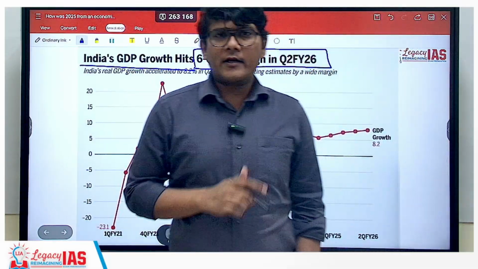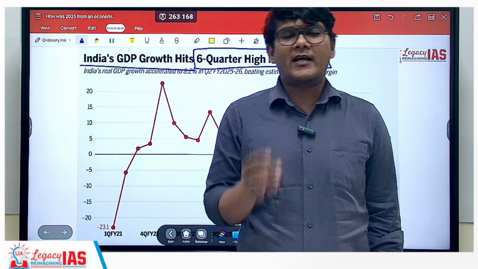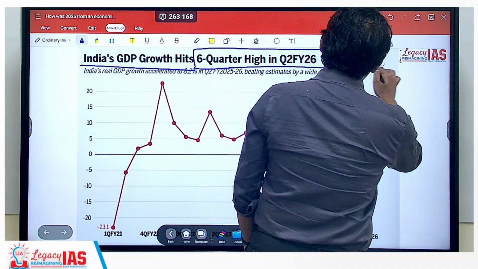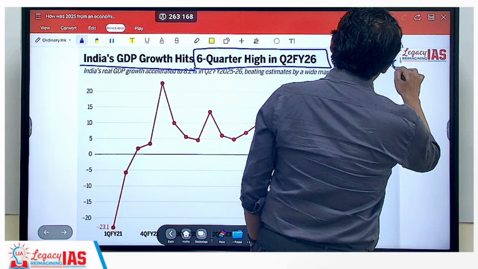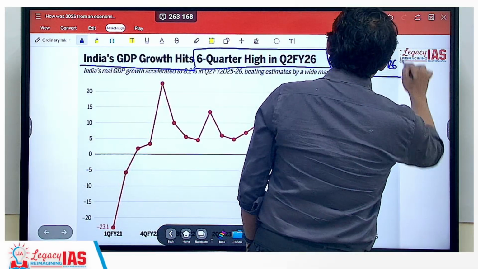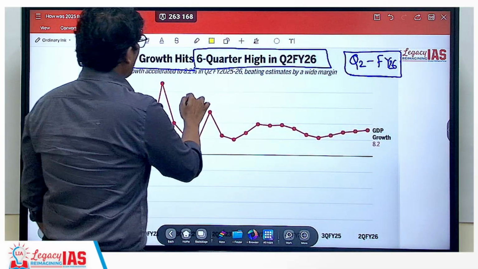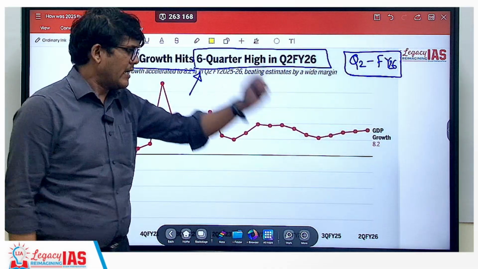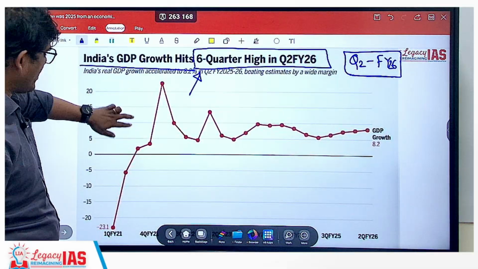Now, the first quarter is from April, May, June. The second starts from July, August, September. So the second quarter, that is Q2 of financial year 26, has seen a record high increase in the GDP growth rate. A 6-quarter high is what we have seen over here.